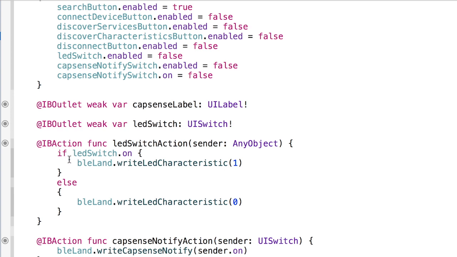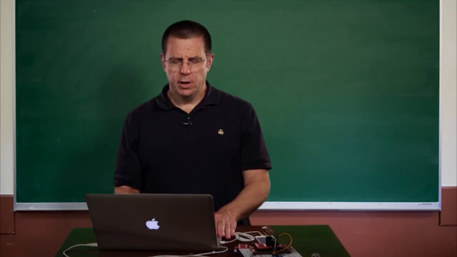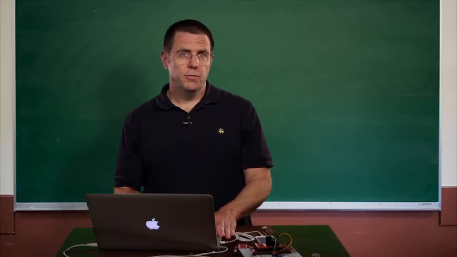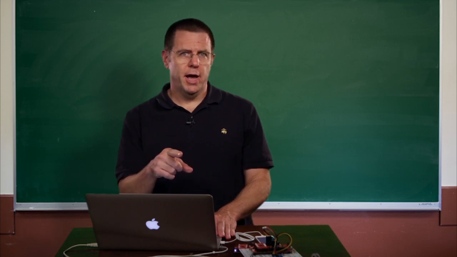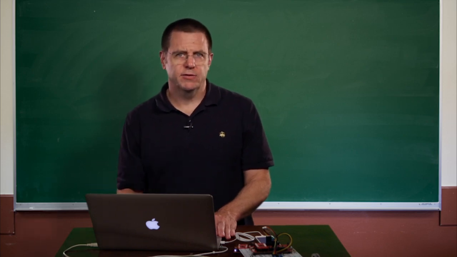If it's on, then I write the LED characteristic with 1, and if it's off, I write the LED characteristic with 0. Now notice that 1 and 0, those are magic numbers, which if you do in a project for me, I'll slap your hand, but we're expedient in this case.